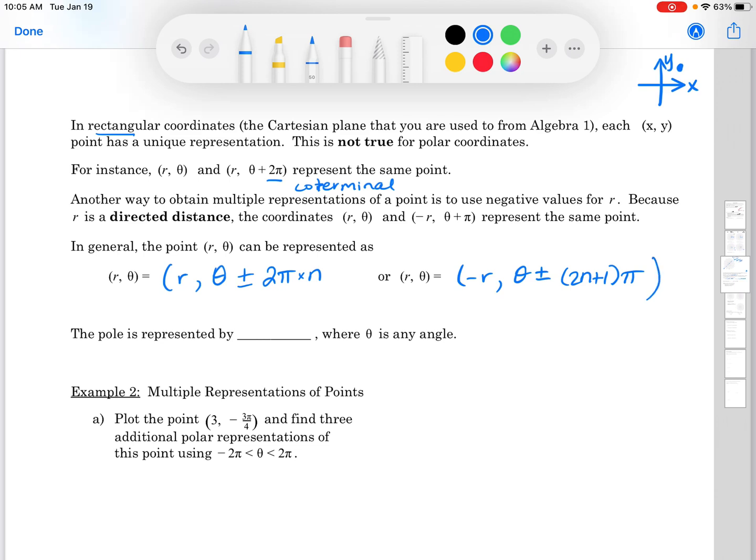But we can very easily look at the graph and come up with these answers as well. Our pole is being represented by 0 comma theta. Literally any angle is good. 0 comma anything is going to be the origin here, because that would mean we're not moving at all. So it doesn't matter which angle we head, we're not moving. So 0 comma anything is going to be our origin.